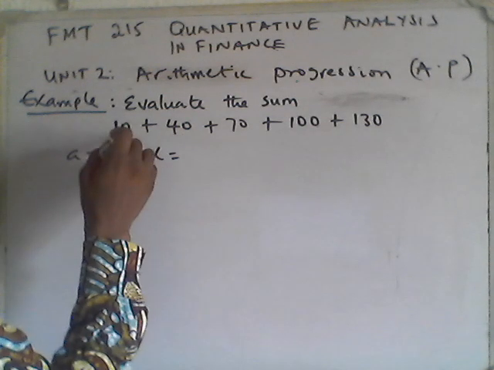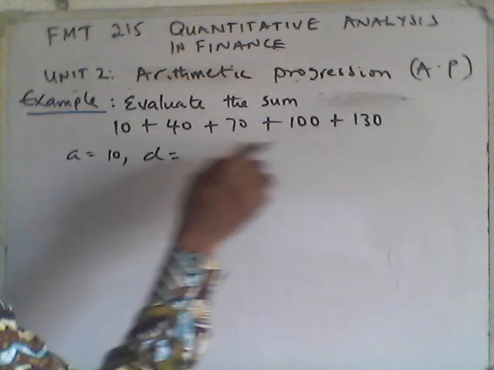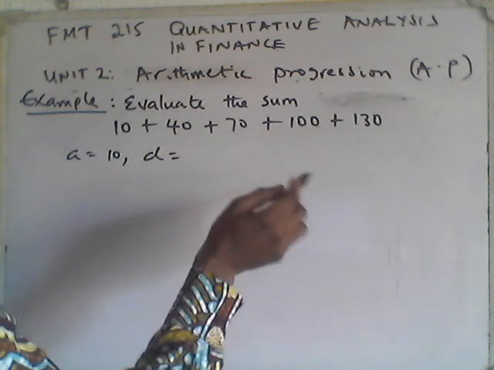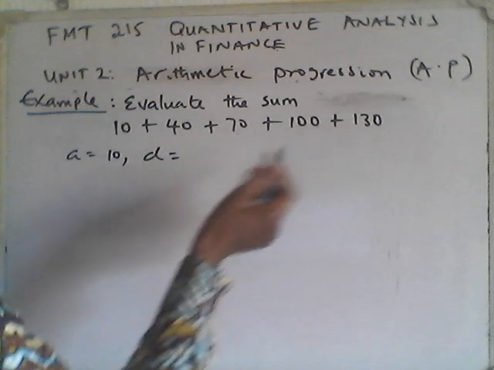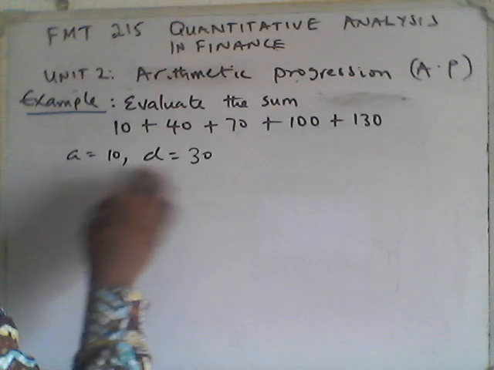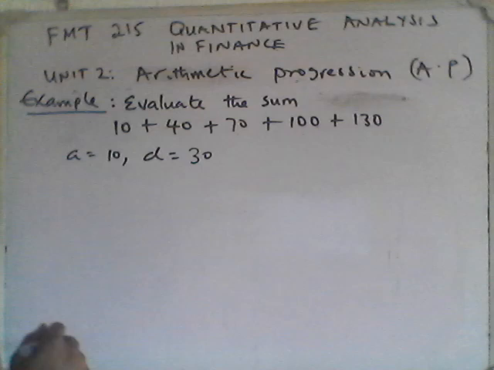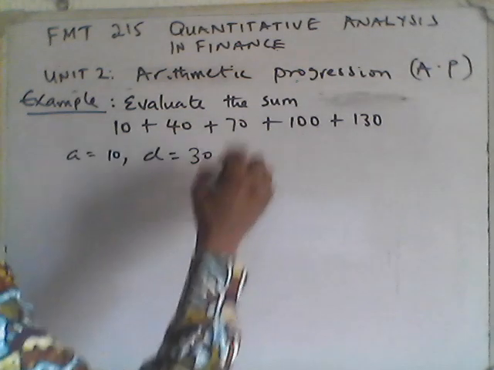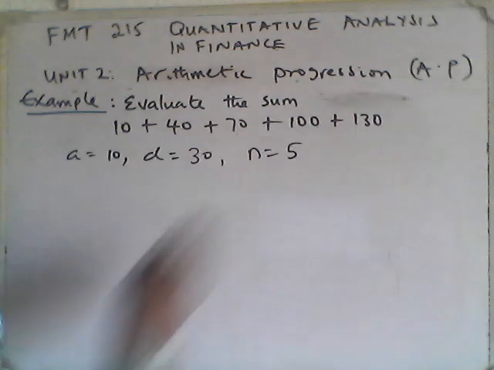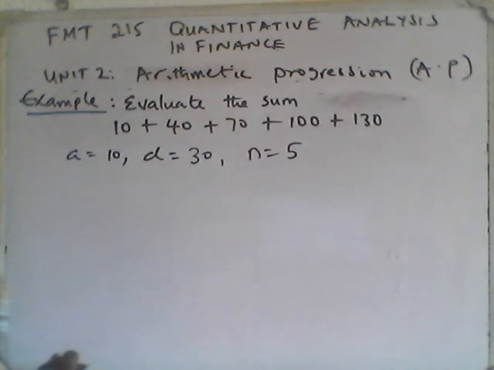So look at it. 40 minus 10 is 30. This is a constant. 70 minus 40 is 30. 100 minus 70 is 30. And 130 minus 100 is 30. If I try to take it midway, it's the same thing. So the common difference is there. These two things are very important for us to identify a particular series, an arithmetic progression. But we are now told to find the sum of the terms of this progression. How did I get n as 5? 1, 2, 3, 4, 5 terms in this series already.